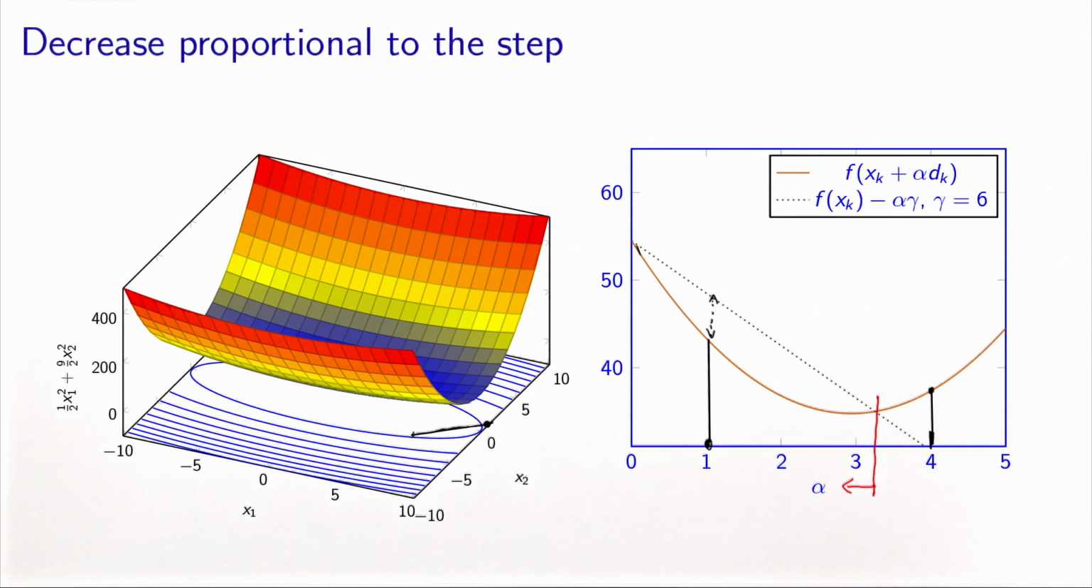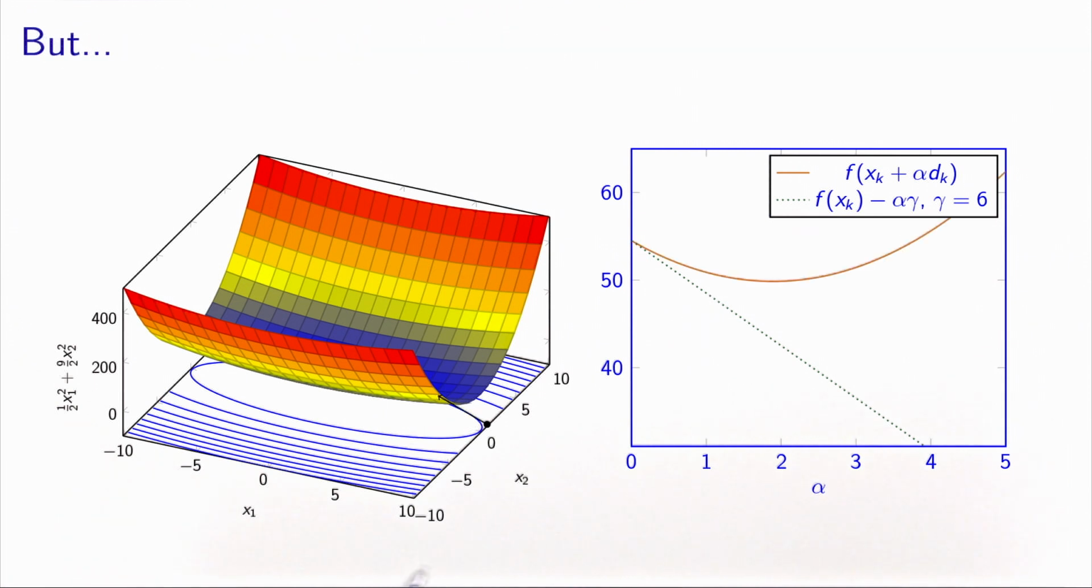So let's look at another example. I will take the same function and look in another direction. Same point, but a different direction here. I do the same plot: the value of the function as a function of alpha along this direction, and here the line which defines the condition.